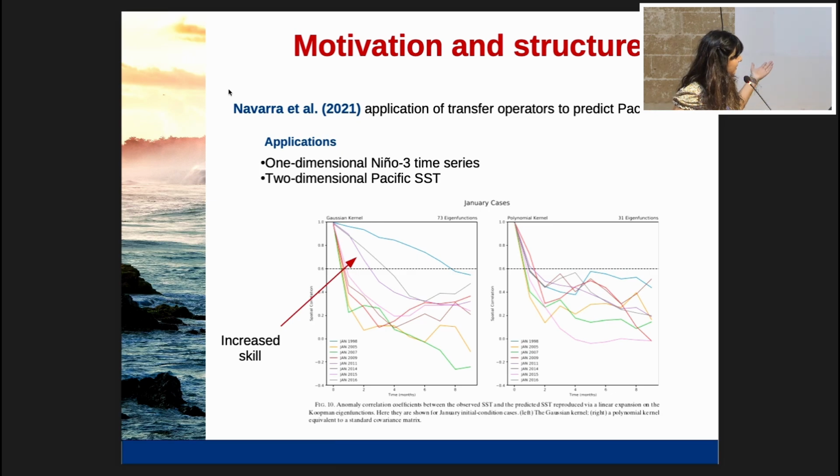This is the part of the work that Antonio showed you before. It was our starting point before my PhD started. This is a work by Antonio in 2021, in which they applied transfer operators to predict SST. He already showed this. They applied it to the one-dimensional Niño 3 time series and also to two-dimensional Pacific SST. This was a preliminary study, and for some of the trajectories we found increased skill, but there was no intensive study of the predictability or the skill gains that we found.